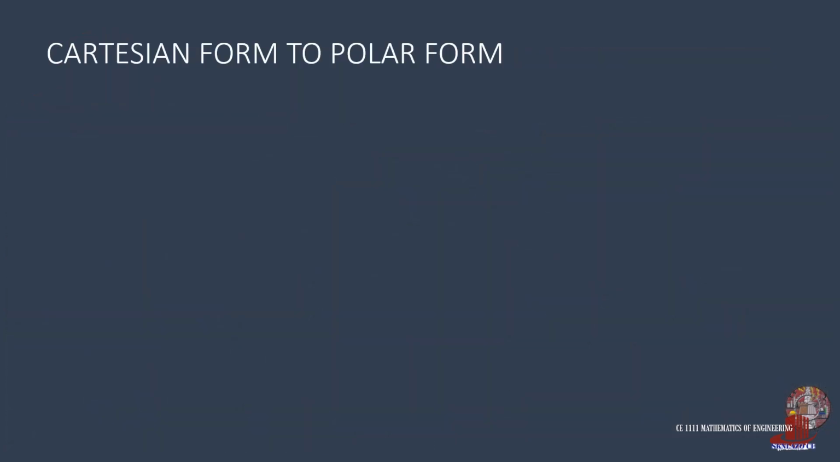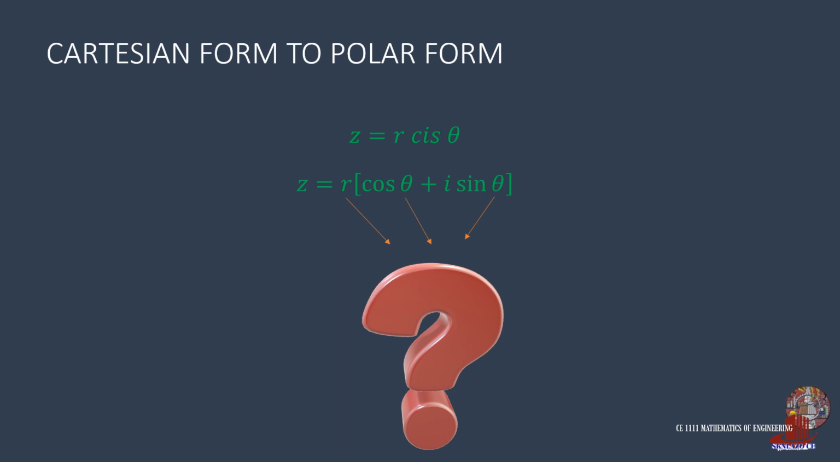A complex number in polar form is configured as z is equal to r cis theta. Cis is short for cosine plus i sine. Thus, z in polar form is expanded as r times cosine of theta plus i times sine of theta. In this standard polar form, we are only to look for the modulus r and the argument theta.